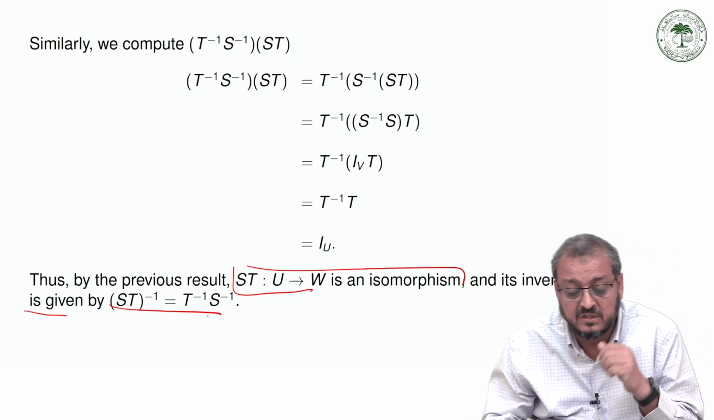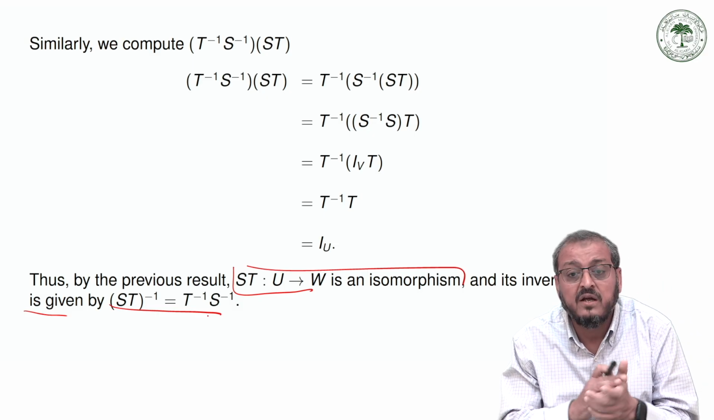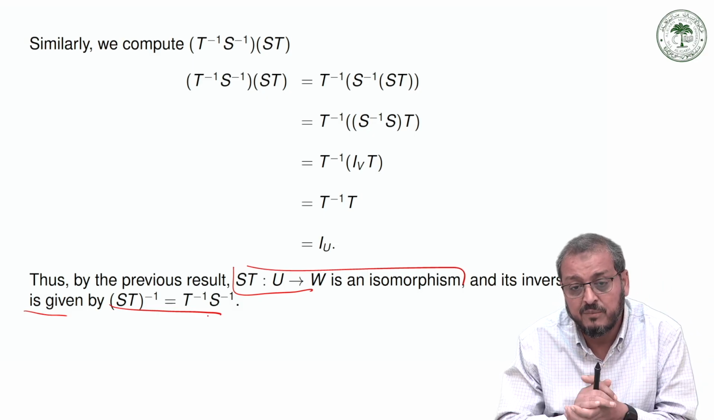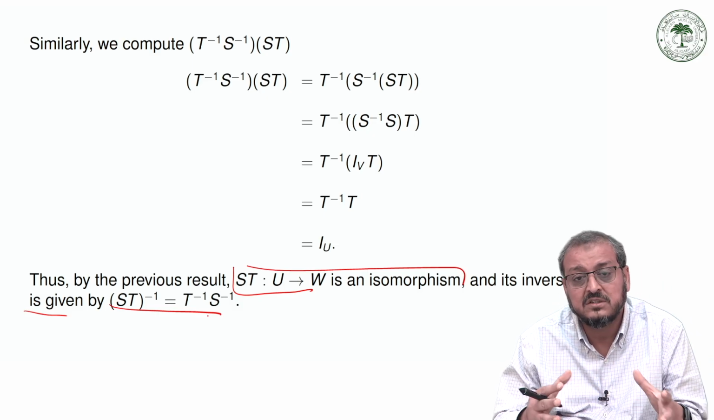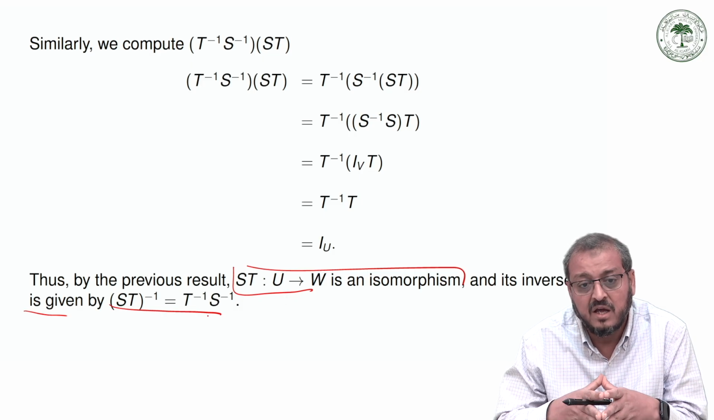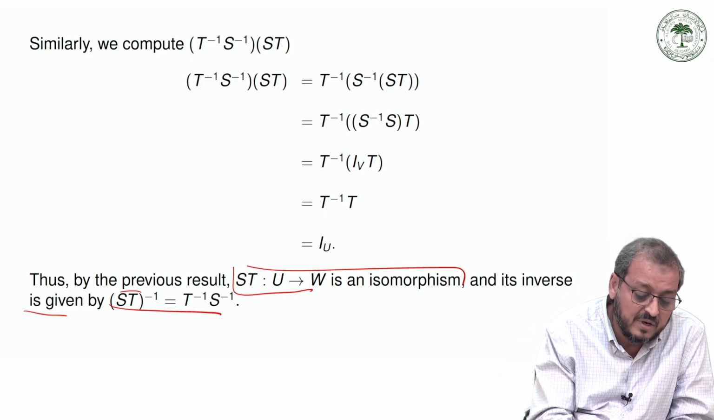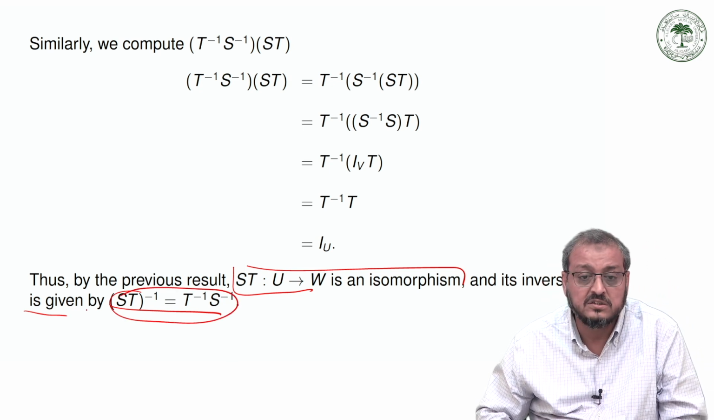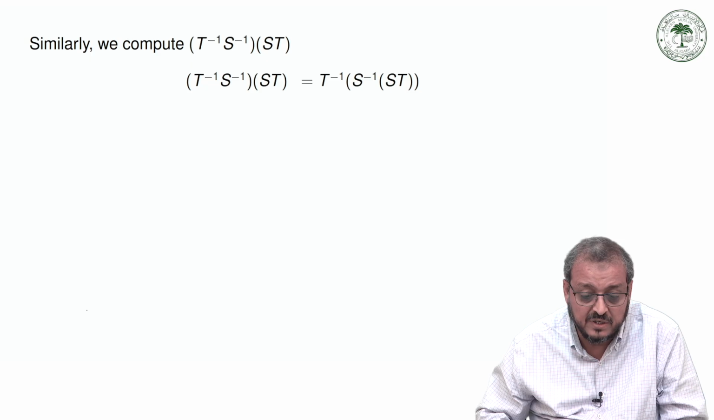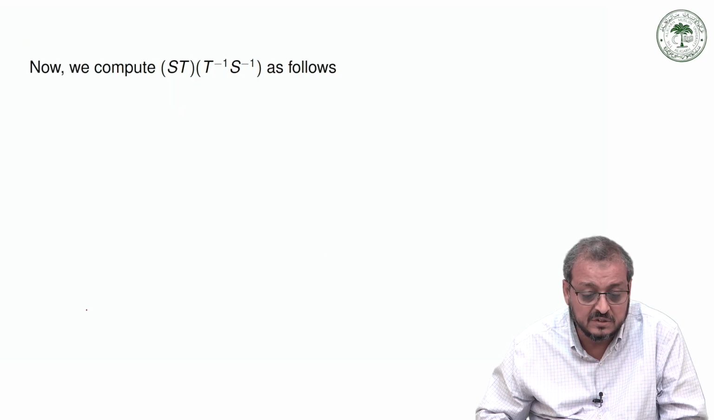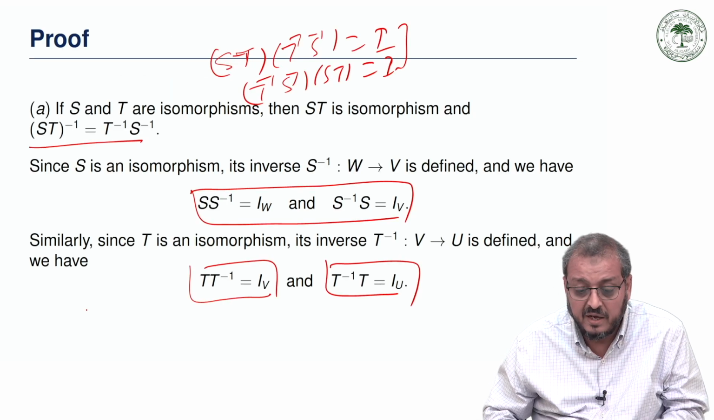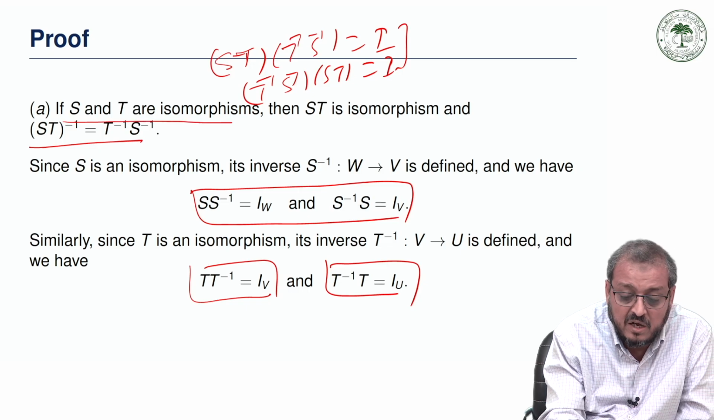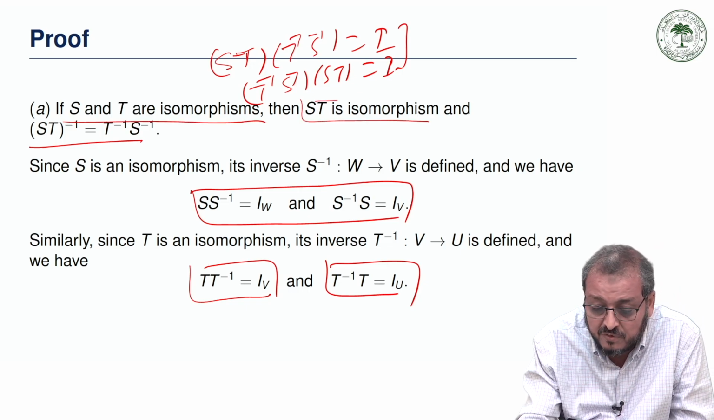So this means if we show that ST is invertible, that the inverse exists, then ST is an isomorphism, and its inverse is given by this. You can show that ST inverse is equal to this thing. Okay, so now this completes this second part: if S and T are isomorphisms, then ST is an isomorphism.